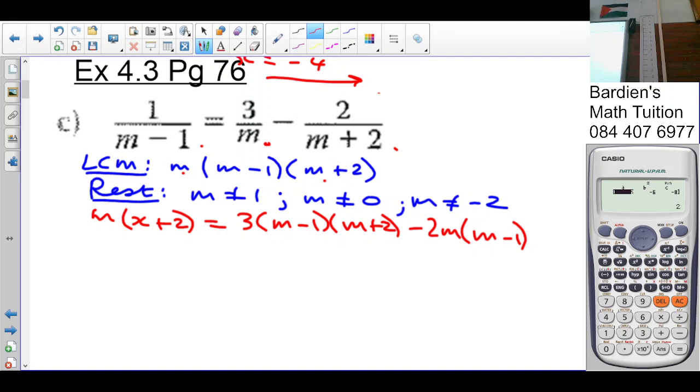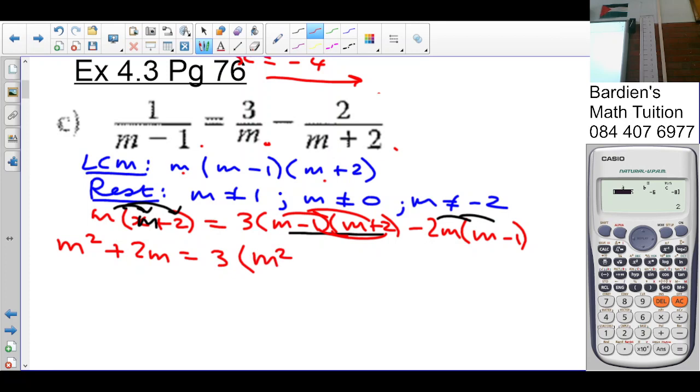Multiply, get rid of the brackets. Okay. So you're going to multiply that. This must be an M here, no? So M times M? M squared. M times positive 2? 2M equals. I'm going to multiply that bracket out first. So it's going to be m squared. What's m times 2? 2m. Minus m is positive m. Minus 2. Negative 2 times m is negative 2m squared. Negative 2 times positive 1 is positive 2. You all okay with that?